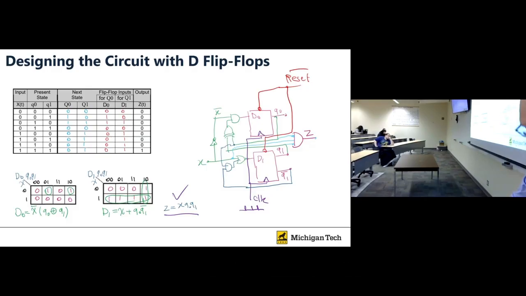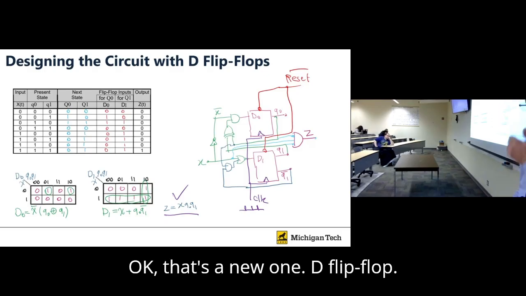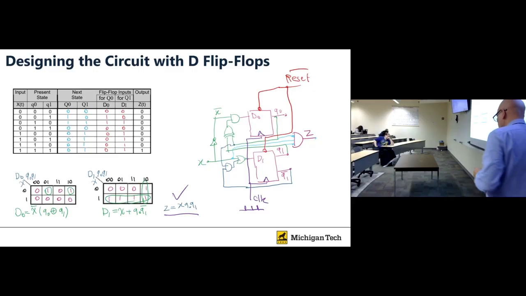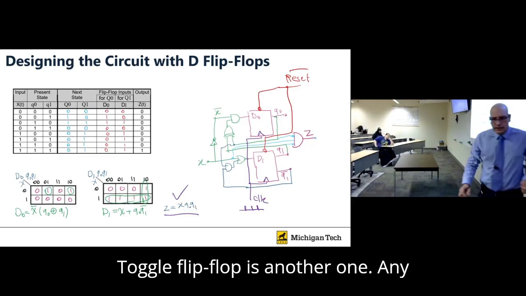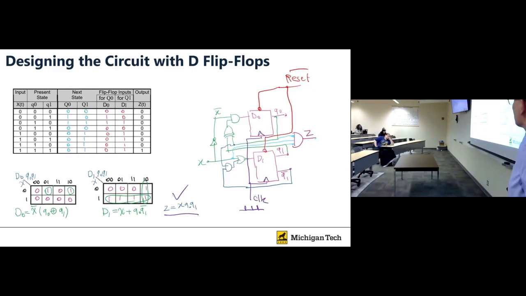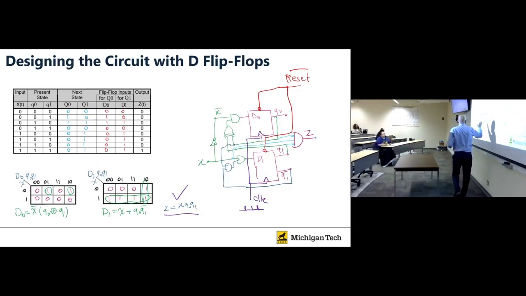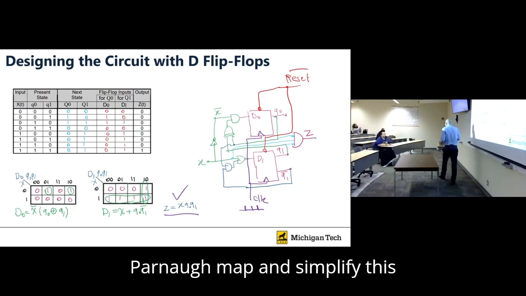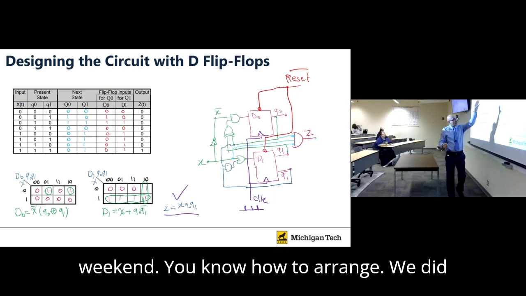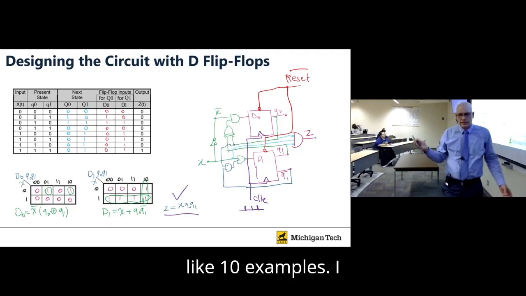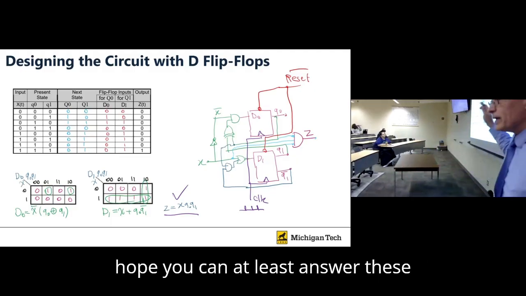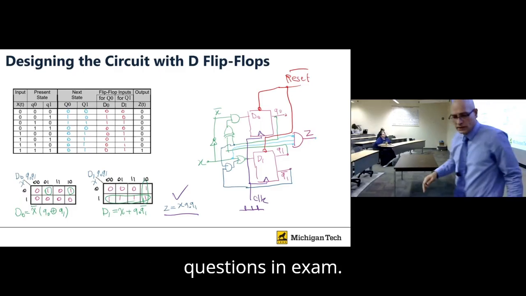What about the T flip-flop? Okay, that's a new one. The T flip-flop, the toggle flip-flop, is another one. Any questions about this? You know how to do a Karnaugh map and simplify the circuit. You know how to arrange it. We did like 10 examples. I hope you can at least answer these questions in the exam.